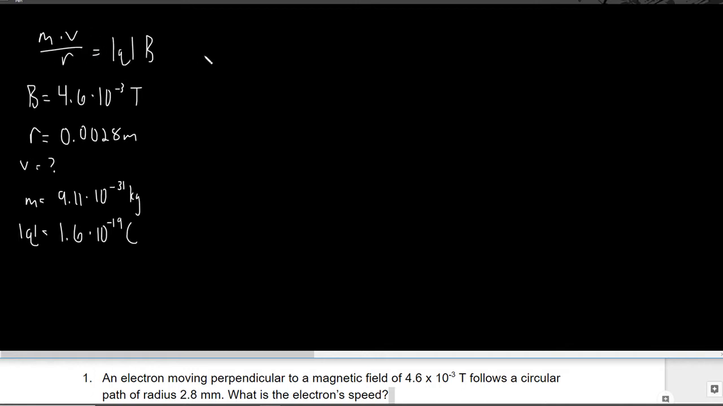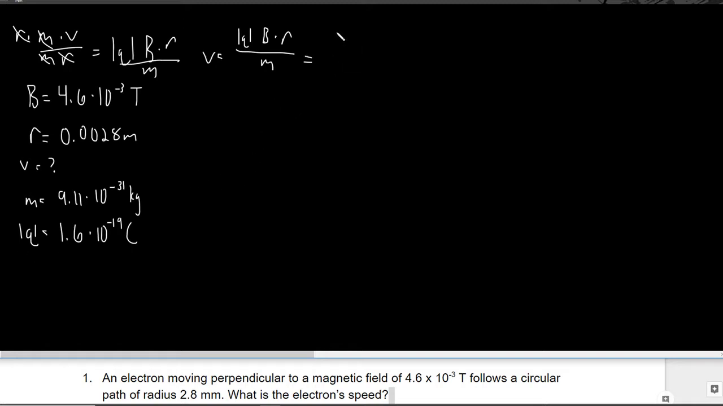So right now, if I want to get V by itself, I'm going to multiply both sides by R, because that's going to get rid of that, and I can divide both sides by mass. So now I've got velocity is equal to the absolute value of Q times the strength of the magnetic field times the radius of the path divided by mass. That is very basic algebra. I just need to plug some numbers in.